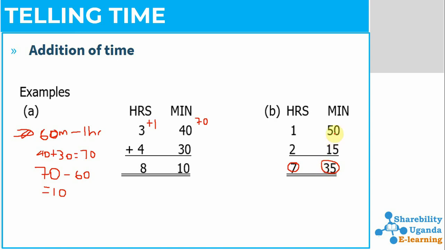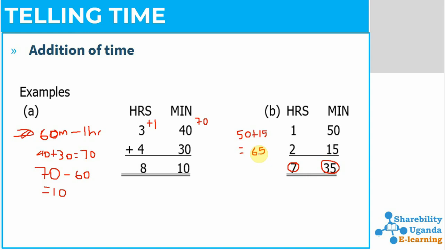We are saying when we add our total minutes here, our total minutes are going to be equal to, what is 50 plus, we're going to add our 50 plus our 15. So when we add this, we come up with 65.